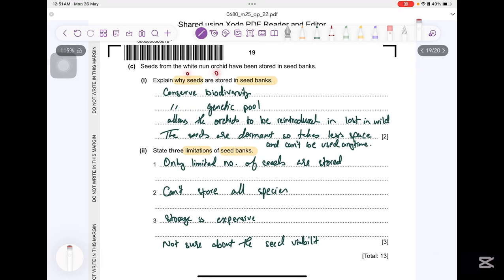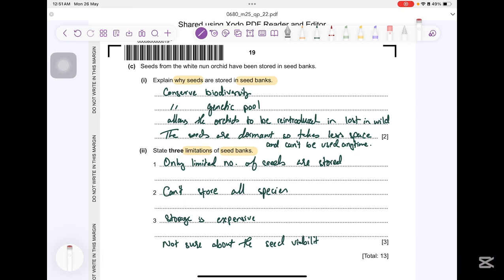Seeds from white orchid have been stored in seed banks. Why are seeds stored in seed banks? First thing, we're storing seeds. So seeds are small and they are dormant, okay? They're not as expensive to store, but why? Why is it not that expensive? It's not that expensive because they don't have to build larger places in order to accommodate those plants, okay? They don't grow them as plants. And certainly the plants are living, so the plants are going to die at some point. But the seeds do not die because they are dormant. With the right conditions, literally some water, they're going to grow, okay?